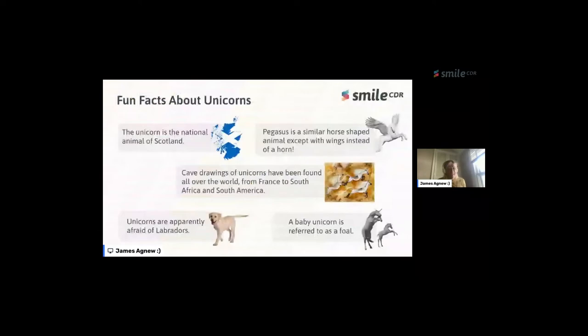So a little bit on unicorns, of course. These are all facts that were new to me. I had no idea that Scotland's national animal is the unicorn. I think there is some debate internally here at Smile about whether it's true that a Pegasus has a horn or not. I don't know about that one. It's fascinating that there have been cave drawings all over the place with unicorns on them. And I have no idea how we know that Labrador retrievers are afraid of unicorns. But I do know that I had a Labrador retriever for a long time who was deathly afraid of horses. That's kind of the opposite of what this fact is, but maybe it's true just by virtue of the fact that I've heard other people with labs say the same thing, that they don't like horses. Maybe they just don't like each other. I'm not sure. That's all I have to say about that.